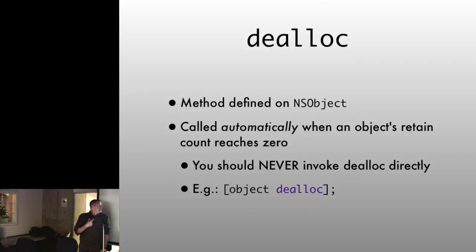You should never call it directly yourself. You get it called by having the reference count go to 0. You have the reference count go to 0 by correctly balancing your retain or alloc inits with releases. So here's what the call looks like under the hood, but don't do that yourself.